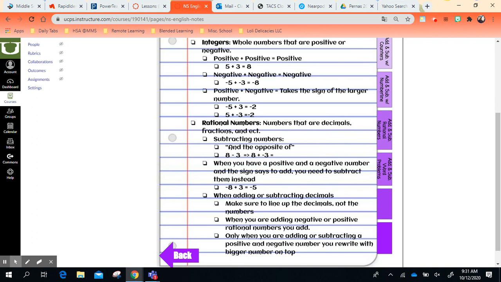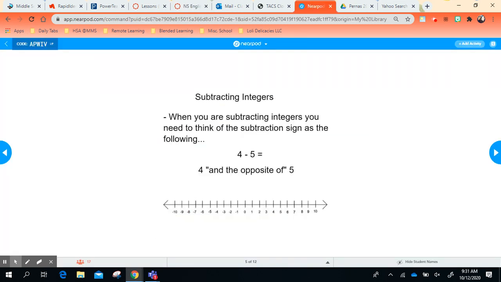Now, we're moving into subtracting numbers. So you need to make sure you're keeping these things in mind as well. So subtracting integers, yes, I pasted this into your notebook. For those of you at home, you should be writing this down in your notebook. When you're subtracting integers, I want you to think about this in your head or out loud. You need to think of the subtraction sign as "and the opposite of."